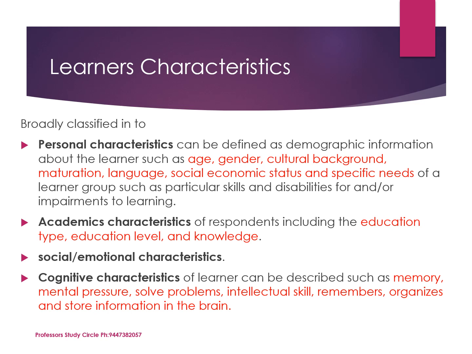When it comes to academic levels, educational type, educational level, and knowledge are the basic components. When it comes to social and emotional characteristics, emotional stability and social behavior all come under social and emotional characteristics. Then the next one is cognitive characteristics of the learner, such as memory, mental pressure, ability to solve problems, intellectual skills, remembering, organizing and storing information in the brain. All those related to memory and brain come under the cognitive characteristics of the human being.